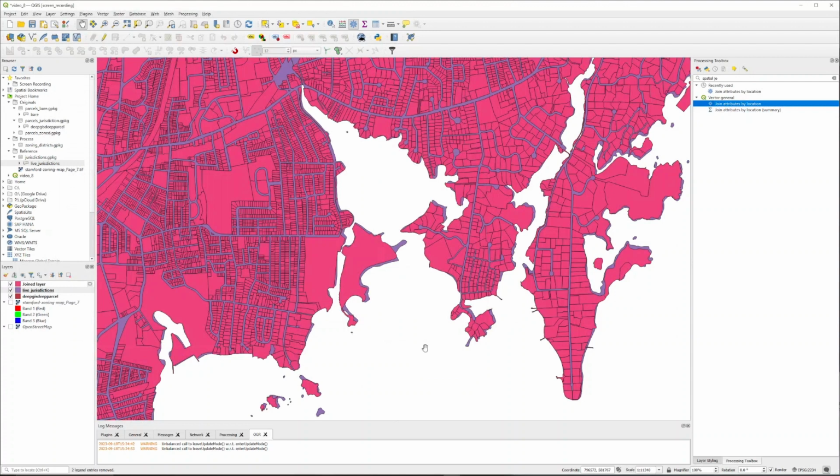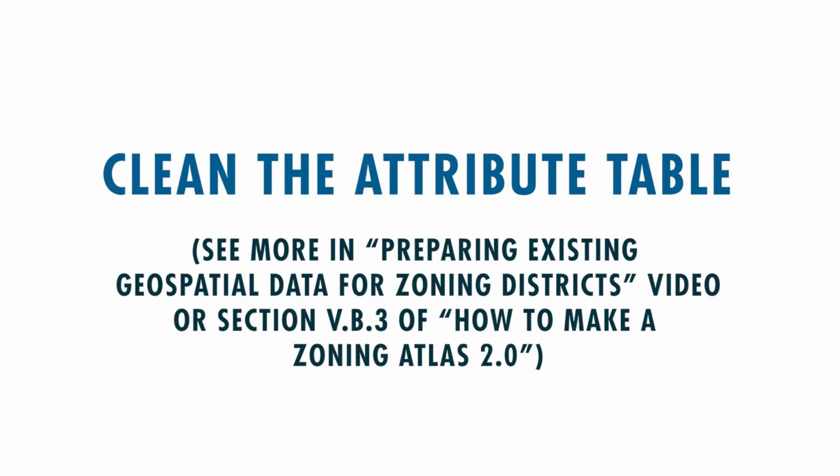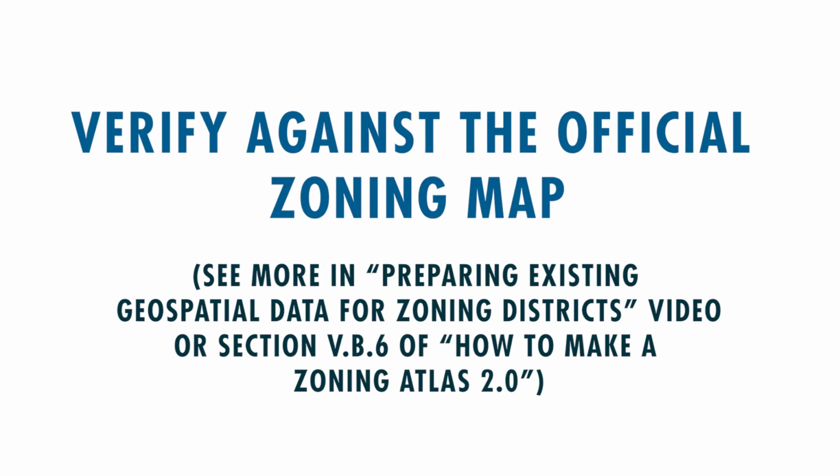Once you have dissolved your parcels, you will need to perform three further steps. First, clean the attribute table as described in the Preparing Existing Geospatial Data for Zoning Districts video. Second, check that the zoning districts obtained from dissolving the parcel data align with the districts produced by georeferencing the actual zoning map. The procedure for how to look for discrepancies this way and manually correct them is also described in the Preparing Existing Geospatial Data for Zoning Districts video.